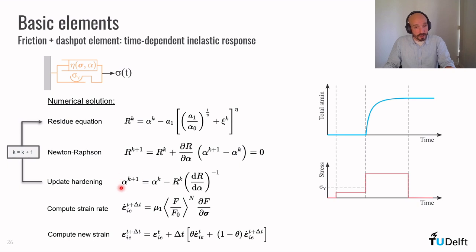So once I have alpha at k plus 1, I return here and check the residual, and I keep iterating until the residual is below a certain tolerance. Once I obtain the hardening parameter, I can compute the viscoplastic strain rate at the current time level, T plus delta T, in this expression here. When I have the viscoplastic strain rate, I can compute the viscoplastic strain at T plus delta T by this expression here, just as before.